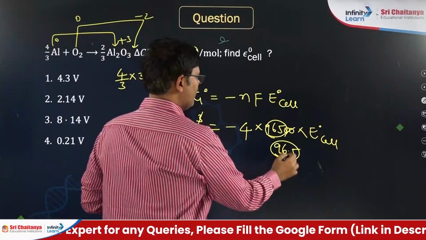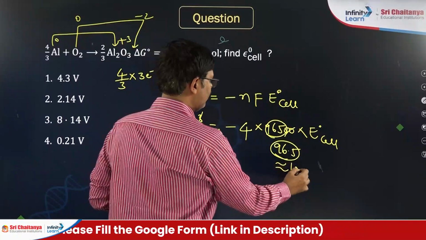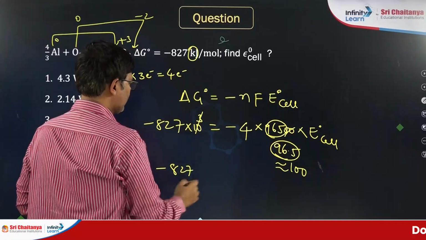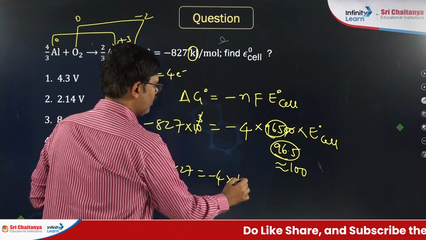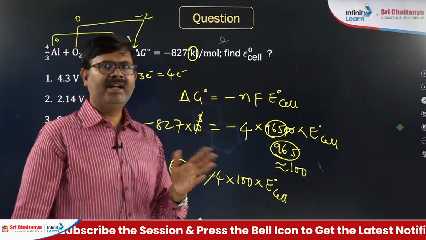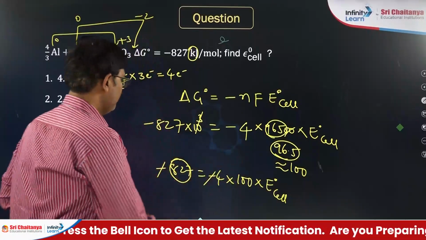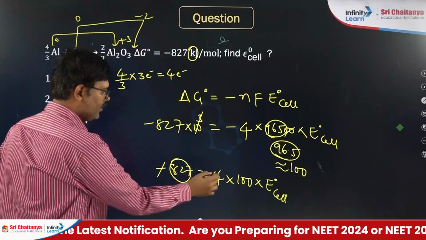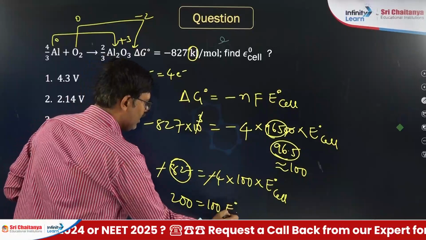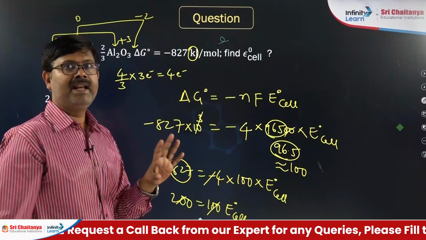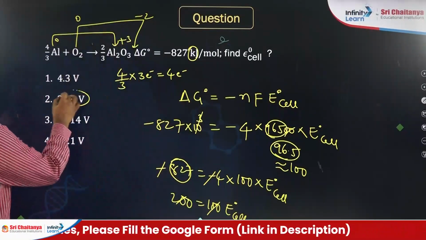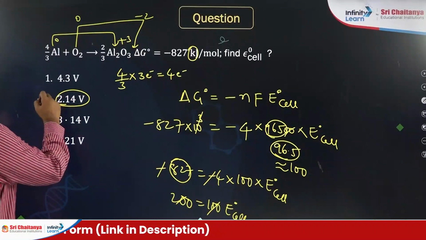Now 96.5 means approximately I will take it as 100. So finally what we are getting, minus 827, minus also cancels, minus 4 into 100 into E naught cell. Now 827, you can take it as approximately 800 so that 4 will cancel easily. So if you take 800 here, then 4 into 200 is 800. So 200. So finally approximately you are getting E naught cell as 2. So whichever option has close value to 2, that is the right answer. So see here, it is close to 2.14, close to 2 value. So this is the right one.